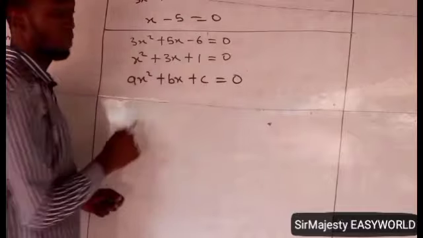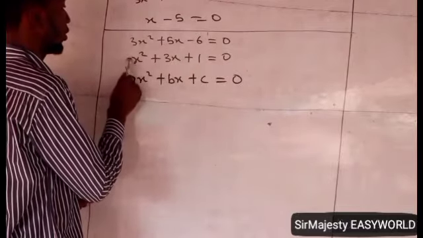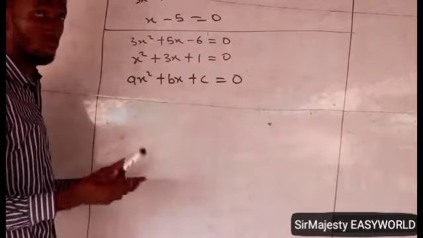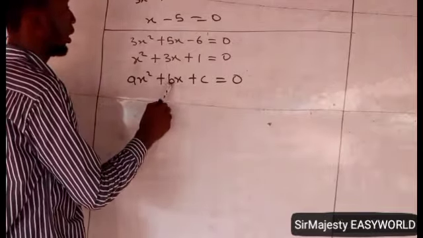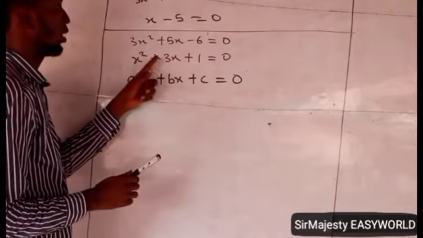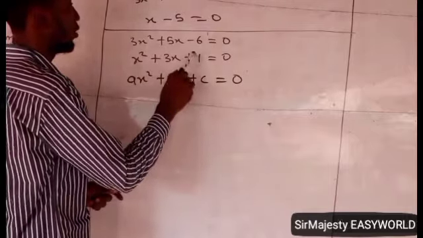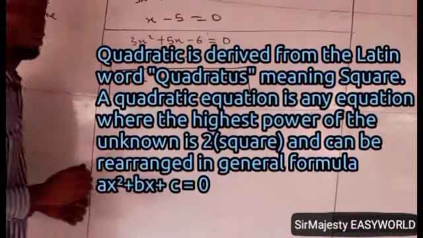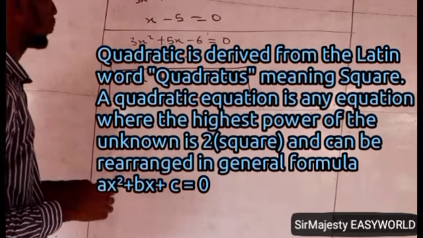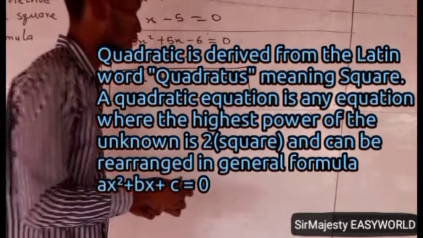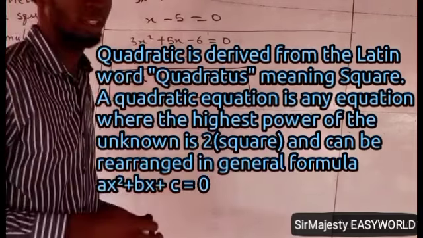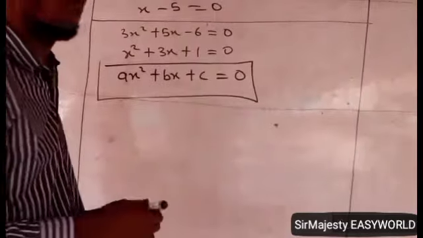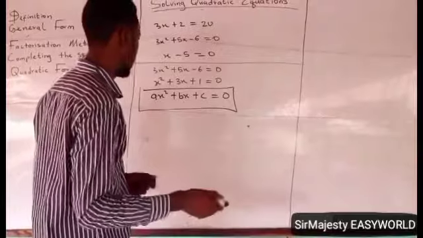If we compare it to the second equation, we can see that our a, the coefficient of x squared here, is 1. Every mathematics student should know this. And then here we can see that b, the coefficient of our x term, is 3, and our constant term is 1. So this is the generally accepted form of a quadratic equation. Now we move on to solving quadratic equations. The simplest and most popular method of solving quadratic equations is known as the factorization method.